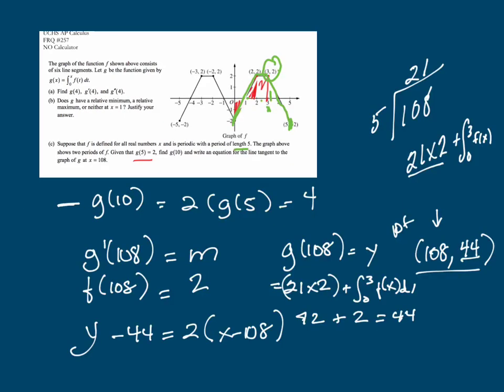And then part C is worth 4 points. So you get a point for getting 4 here, getting g of 10. You get a point for getting 44. You get a point for getting 2, and you get a point for the equation. So that was 4 points for that. So that was FRQ 257.